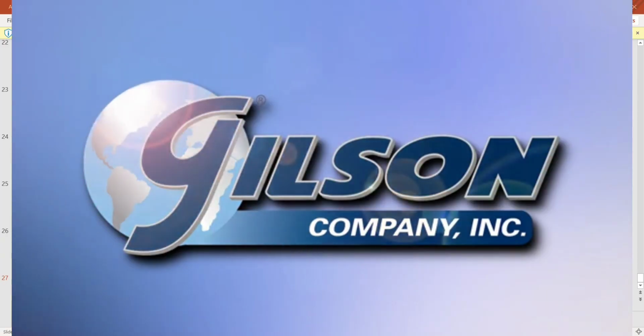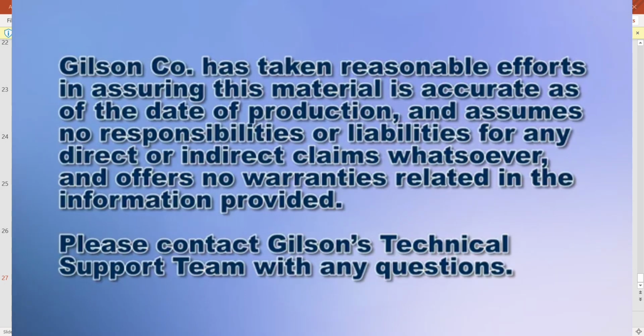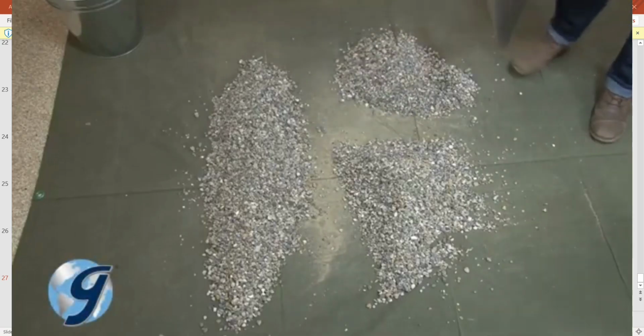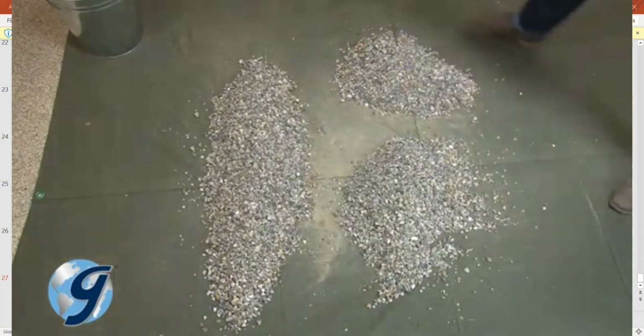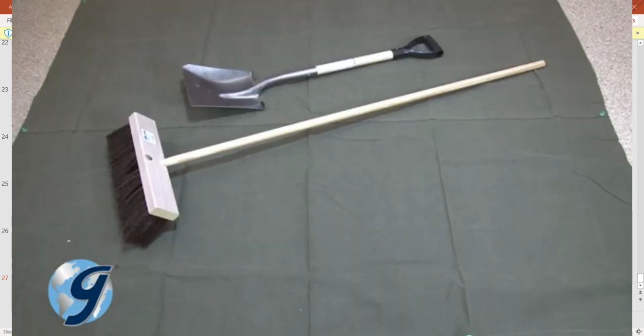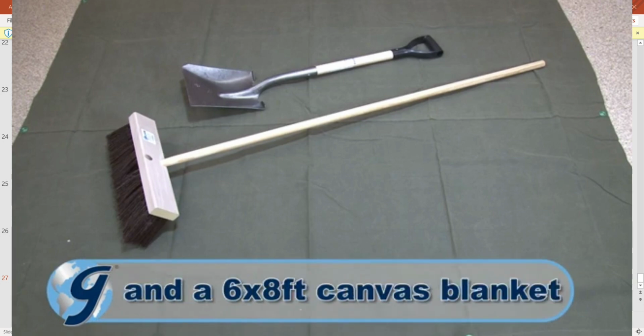Today, we're going to demonstrate how to reduce a bulk sample of aggregate into approximate equal portions using the quartering method, which is performed to create a convenient size sample for testing in a manner that represents the bulk specimen. The quartering method is generally used in situations where an adequate mechanical splitter is unavailable. The quartering apparatus should consist of a scoop, shovel, or trowel with a straight edge, a broom or a brush, and a 6 by 8 foot canvas blanket.